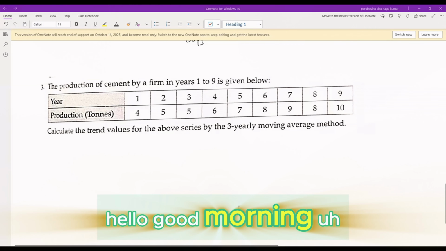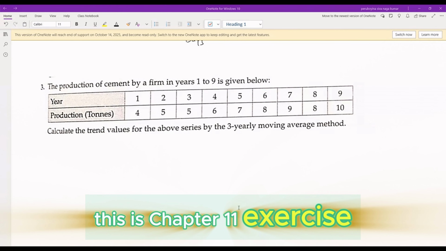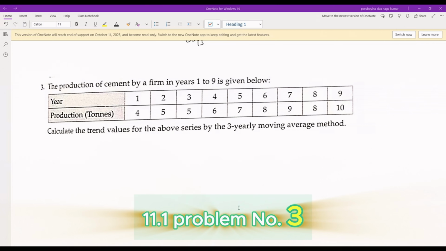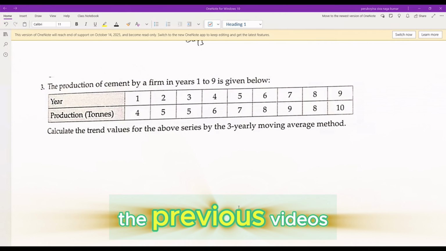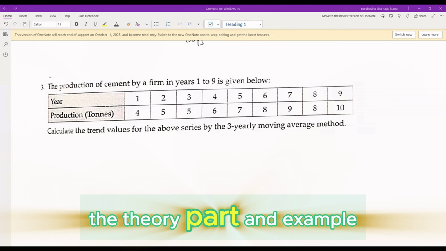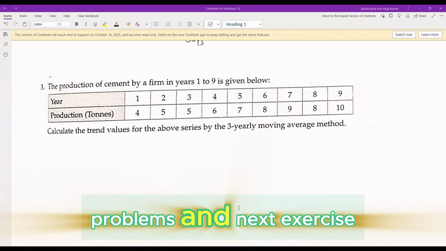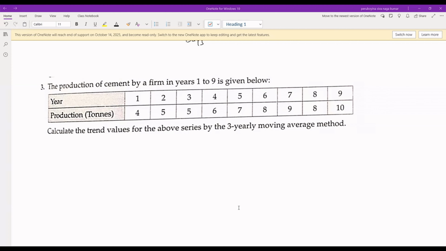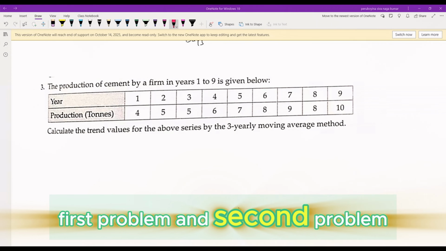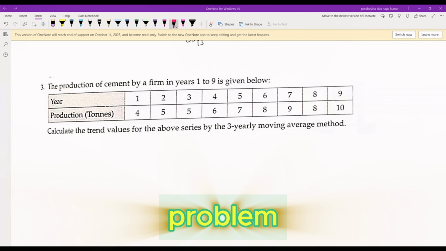Hello, good morning. This is chapter 11, exercise 11.1, problem number 3. We already discussed the theory part and example problems in the previous videos, and the first and second problems of this exercise. Now this is the third problem.